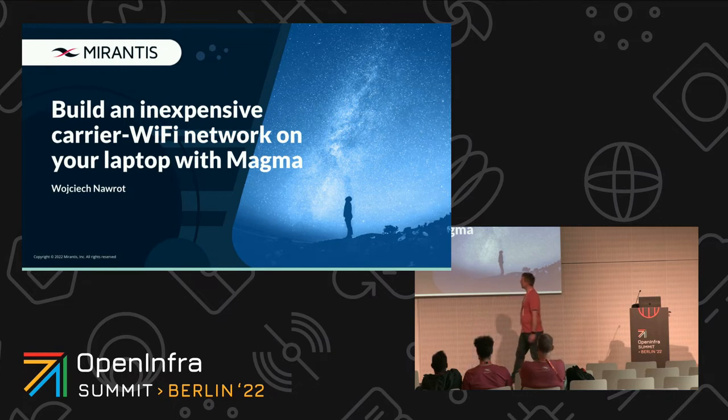Today I'm going to present a Magma related topic, another topic for Magma, but this one is a little bit different. It basically tells you how to build an inexpensive carrier Wi-Fi network on your laptop with Magma, right? For most of the deployments, you need servers, you need infrastructure. But I got inspired by my company, by Mirantis, which deployed carrier Wi-Fi at the customer. I decided to do the same just on my laptop.